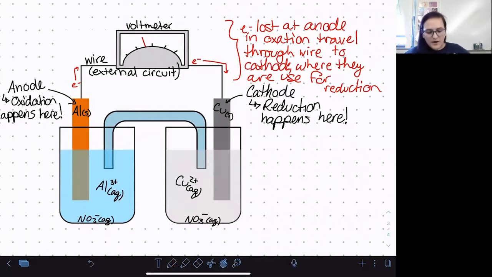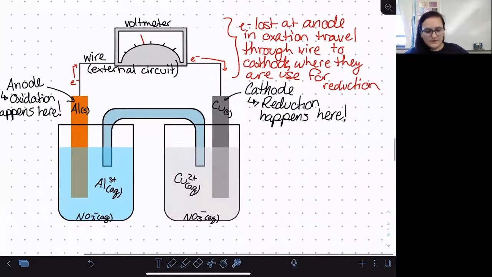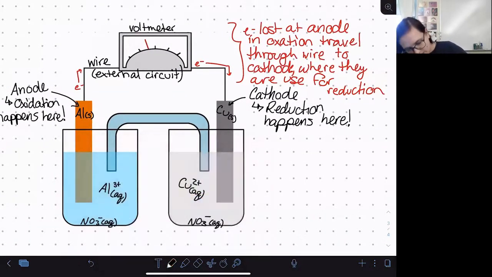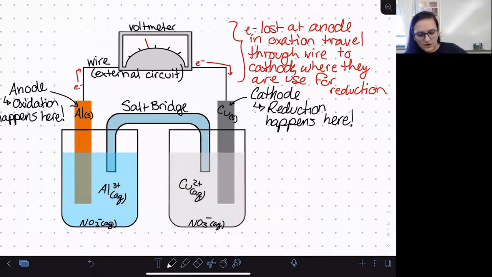So our anode is losing electrons. They travel through this wire, and when they get here, they're used to reduce something. The other piece that we have here that I haven't talked about at all yet is what is known as the salt bridge. The piece of equipment being depicted here is a U-shaped glass tube that is filled with some kind of aqueous solution.